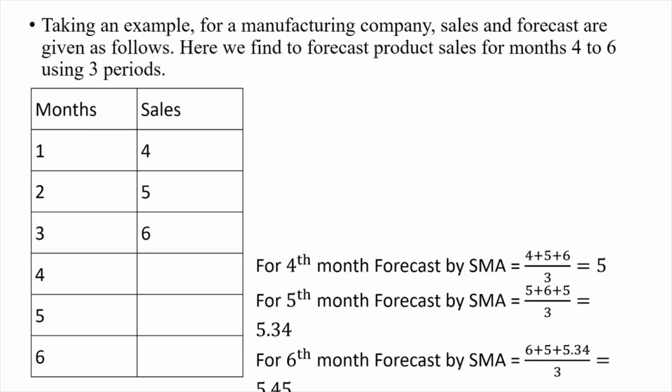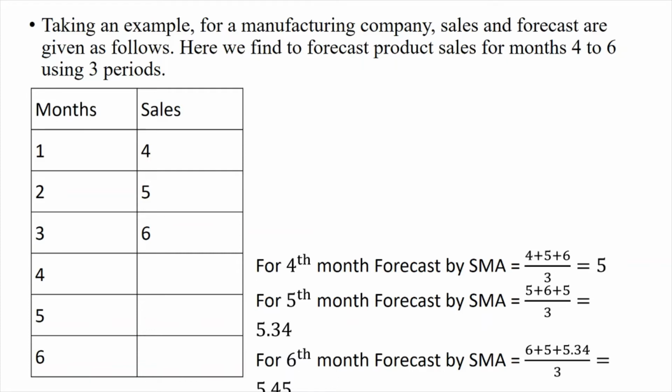Here we can see an example. Three months of data are given, and we will find the 3-month forecast using the simple moving average method. So put all these values in the formula. The first month forecast is 4, and the second and third month forecasts are 5 and 6. Put all these values in the forecasting formula of the simple moving average method, and we find the 4th month forecast is 5.